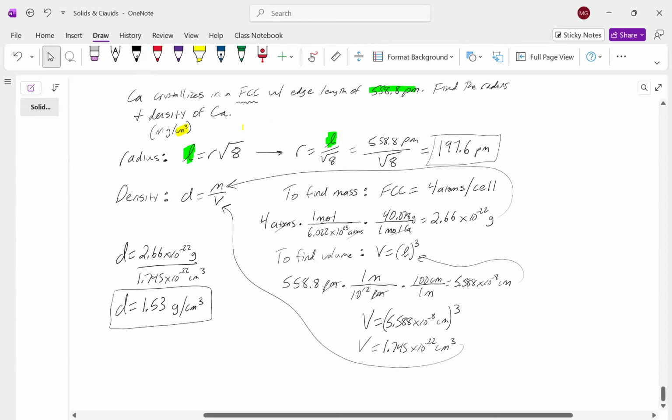All right, so that is one type of problem that may show up on the assessment over this unit. In the next video, I'll go over the other type.